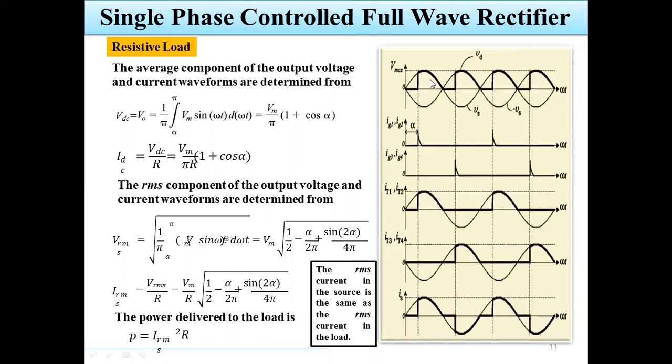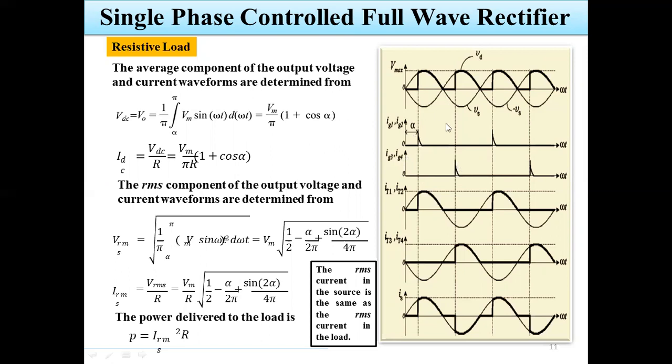The output waveform we should get is V0 across the load. This is the average output voltage across the load, but it is discontinuous. Here, if you come across the gate currents, Ig1 and Ig2 are the gate signals which we are applying, at a firing angle alpha. Next, Ig3 and Ig4: it should be applied not at alpha but at pi plus alpha.